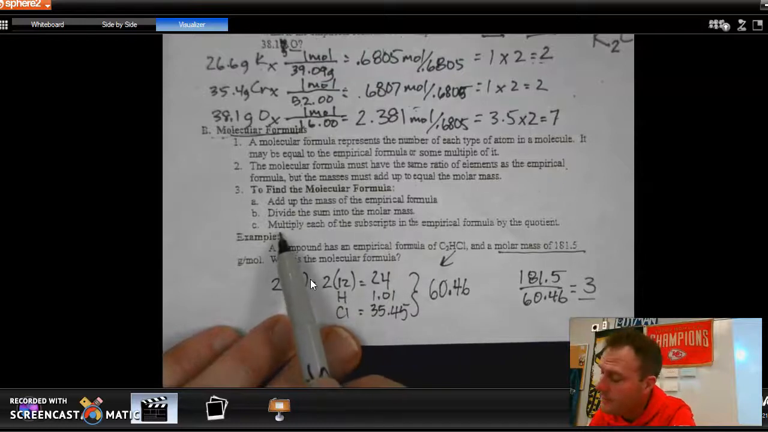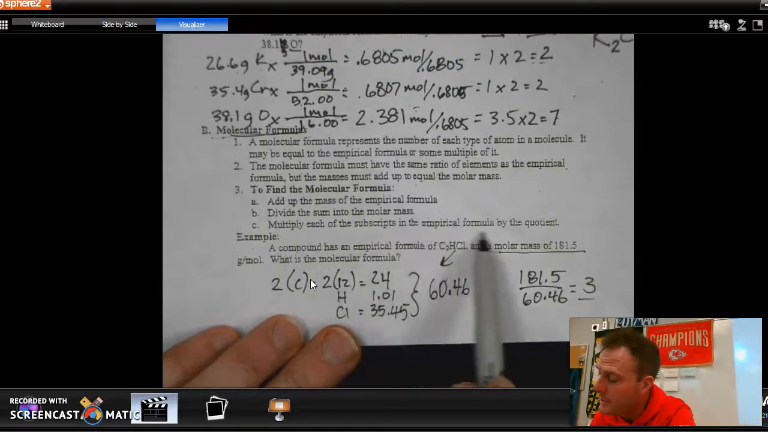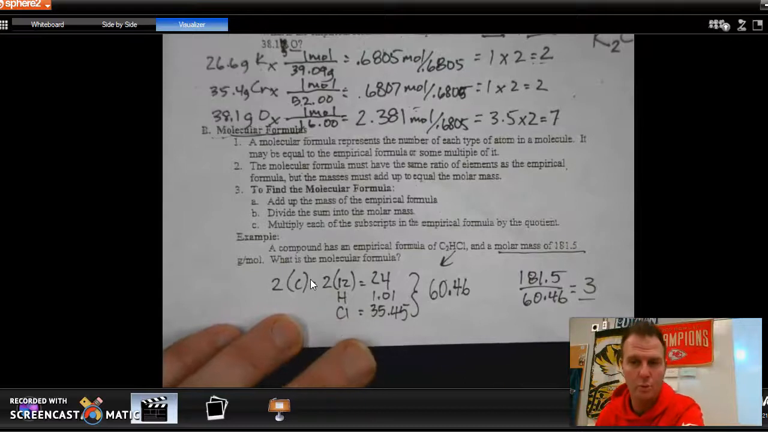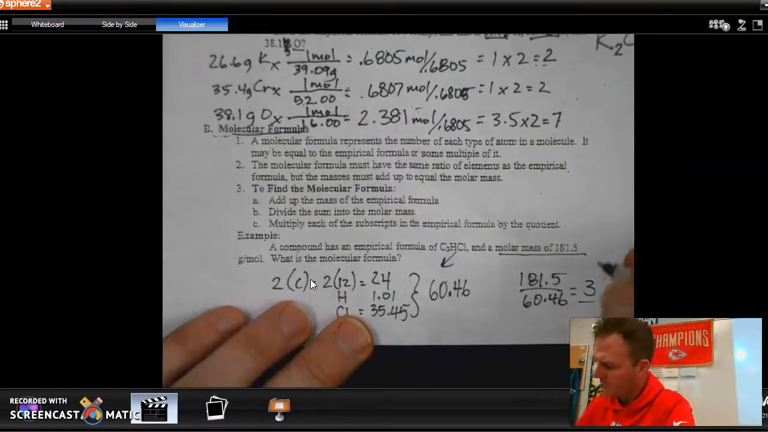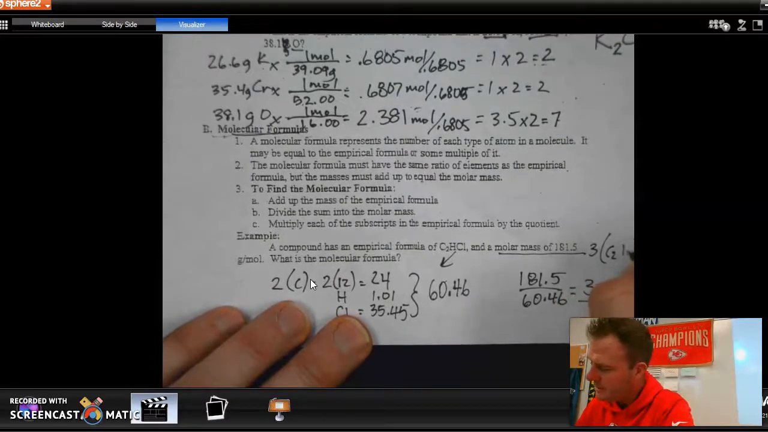Then it comes back and says multiply each of the subscripts in the empirical formula by the quotient. Woo! There's a good math term. Quotient. So we're going to take 3 times C2HCl. So we're going to get C6.